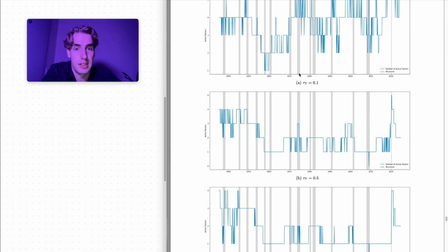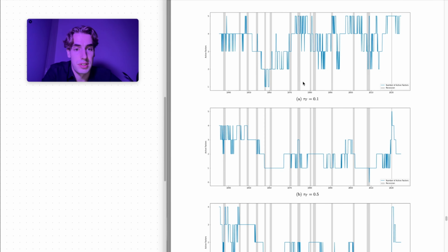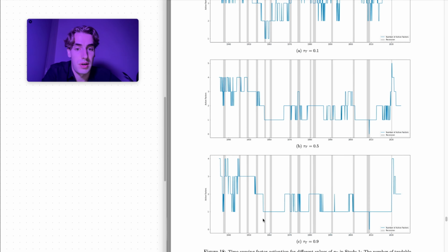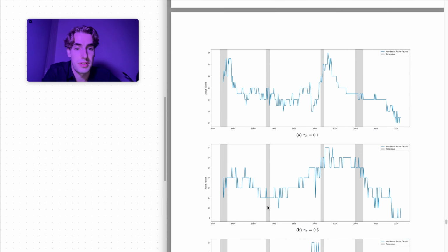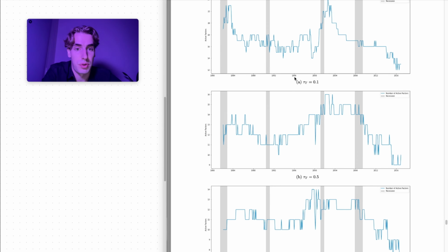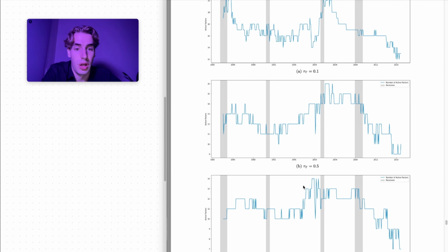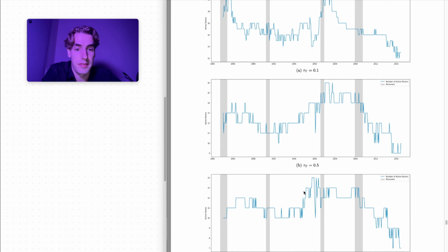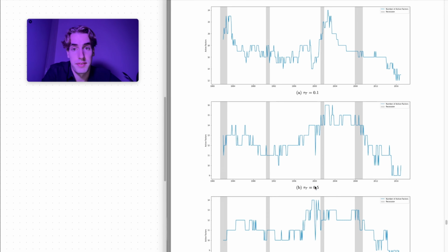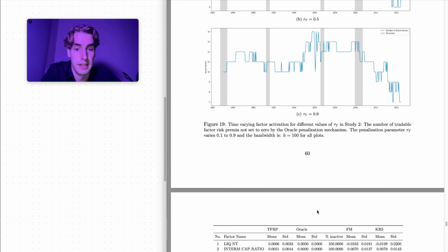And these are some robustness checks to see the different applications of different choices of tau on the amount of active factors in the first study and then in the second study. And of course, the higher we make tau, the lower the amount of the active factors chosen, because more factors are being penalized, right? Because here at the top is 24, here at the top is 14.